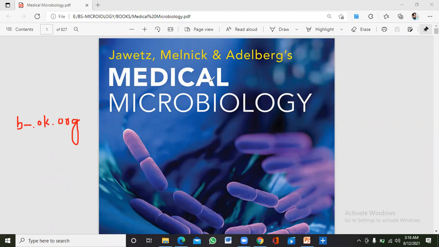And if you do not have access, you can buy this book, but I think it is a bit big and not that cheap, okay. So you can print out the virology section if you want to study it. Just take a printout of that portion, okay. So it can be easy for you.